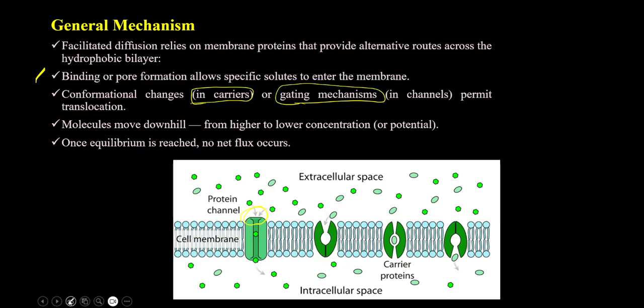In this image you can see this is a channel protein. The solute concentration is high outside the cell and low inside. So these molecules are transported from the higher concentration to the low concentration through this particular channel. Okay, this is based on the gating mechanism, but the carrier protein undergoes conformational change.